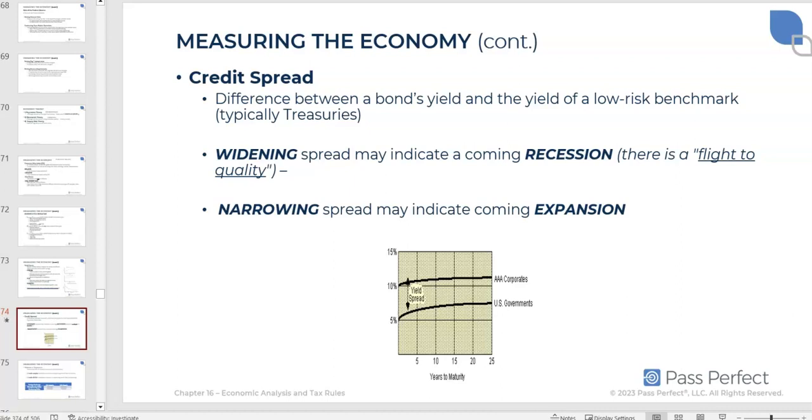On the other hand, when they get narrower, now that might indicate expansion, right? Investors are feeling more confident. They're willing to take more chances, and they're willing to put their money into corporate bonds rather than government bonds. So therefore, the demand for corporate bonds goes up. Therefore, the price of corporate bonds goes up, and therefore the yield goes down. So the lines get closer together.